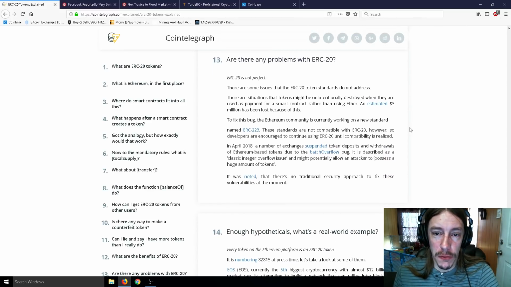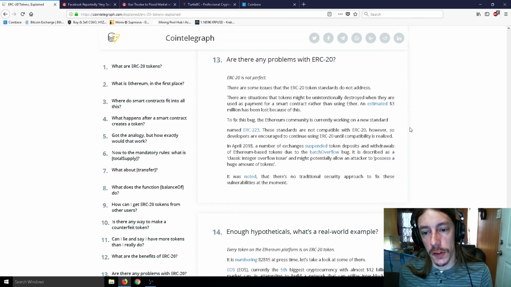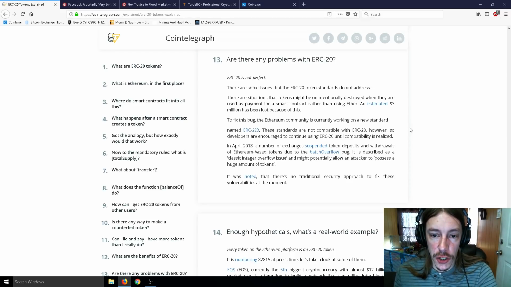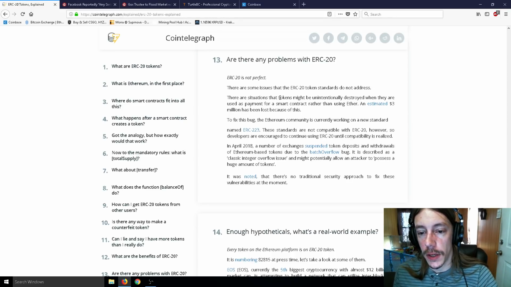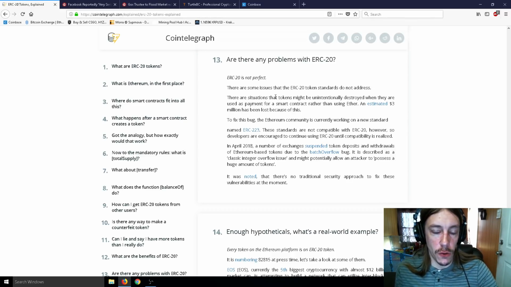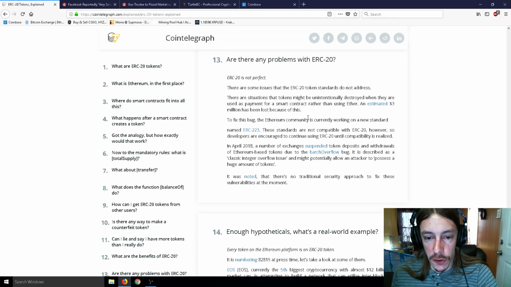So are there any problems with ERC-20? There are some issues that the ERC-20 token standard does not address. Tokens might be unintentionally destroyed when they are used as payment for a smart contract rather than using Ether. An estimated 3 million has been lost because of this. To fix this bug, the Ethereum community is currently working on a new standard named ERC-223. These standards are not compatible with ERC-20. However, developers are encouraged to continue using ERC-20 until compatibility is realized.